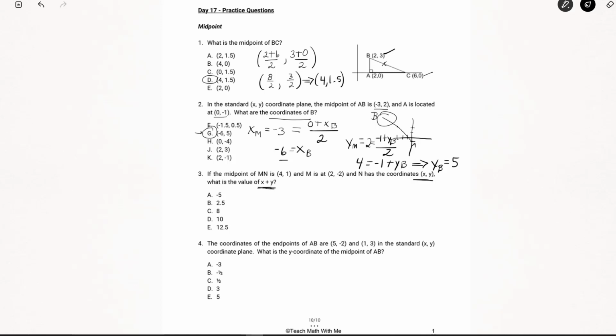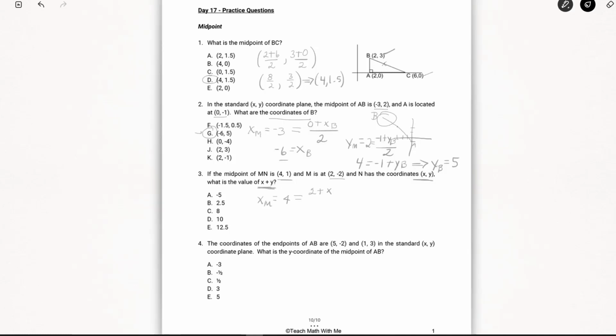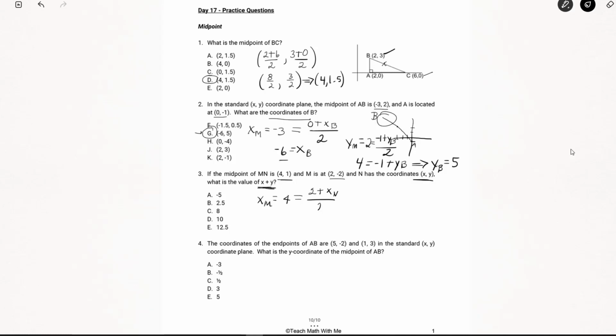Let's start off. We know that the X component of the midpoint is 4. That was given to us, and that is equal to the X component of M, which is 2, plus the X component of N, which we don't know, divided by 2. Now let's multiply through by 2, and we have 8 is equal to 2 plus X sub N. We're going to subtract the 2, and we get X sub N is equal to 6.